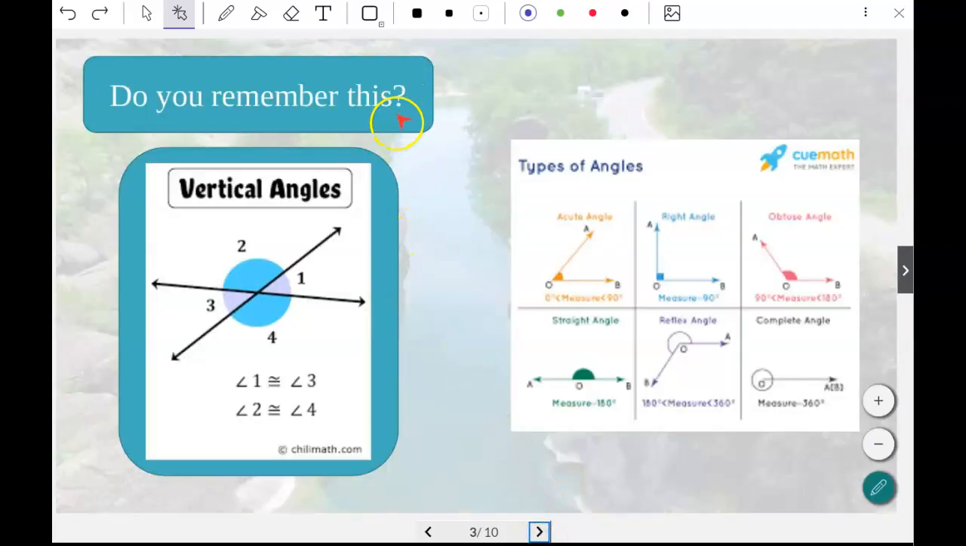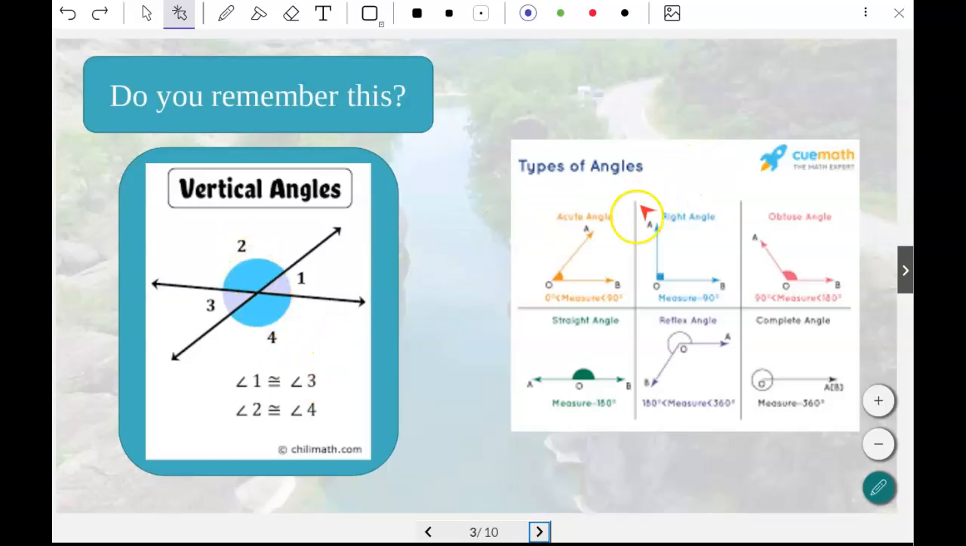Things that you should know already: this diagram shows some vertical angles that are congruent. It says angle 1 is congruent to angle 3, across from each other. Those are called vertical angles. Angle 2 is congruent to angle 4, again across from each other.